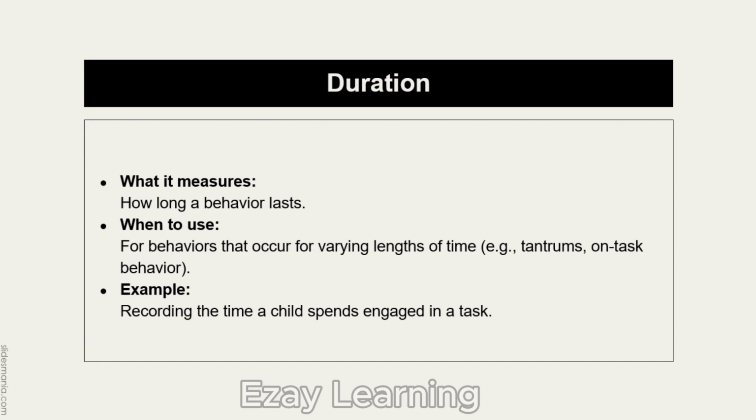Now duration is what? It is for how long the behavior lasts. Frequency was the number of counts, duration is how long the behavior lasts. When to use it: you can use this type of measurement for behaviors that occur for varying lengths of time. Again, we were talking about the example of crying, or taking the example of tantrums or on-task behavior. For these behaviors we can use duration. We can measure how long the behavior is lasting. An example is recording the time a child spends engaged in a task.